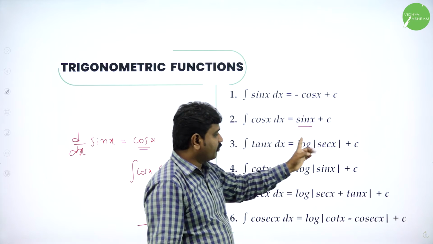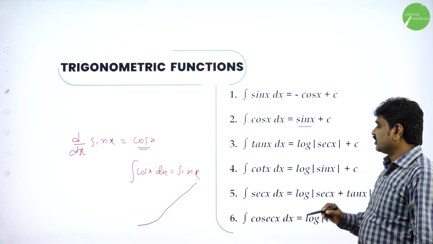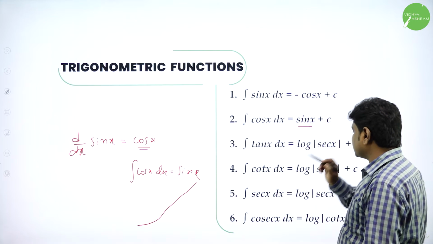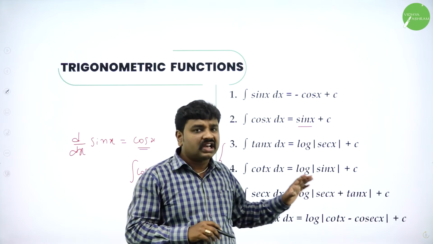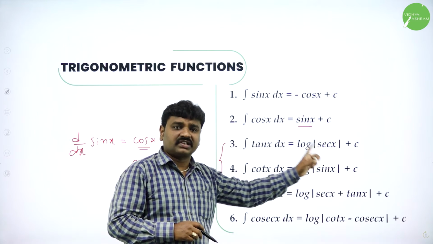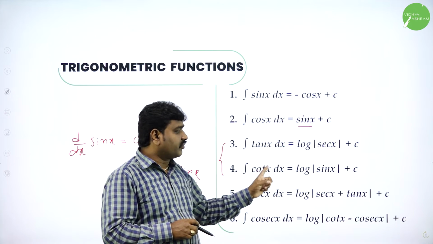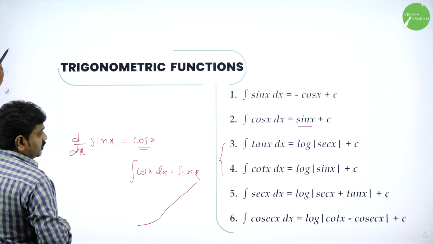Integration of tan x is log of mod secant x. What is integration of tan x? Log of mod secant x. Integration of cot x is log of mod sin x. So these two come from here, all are in log. Now I'll prove the third and fourth.